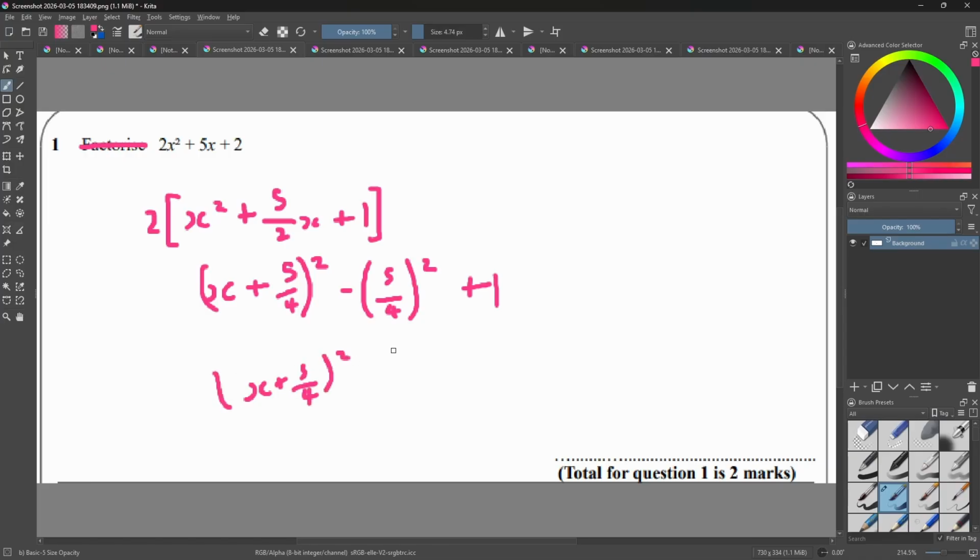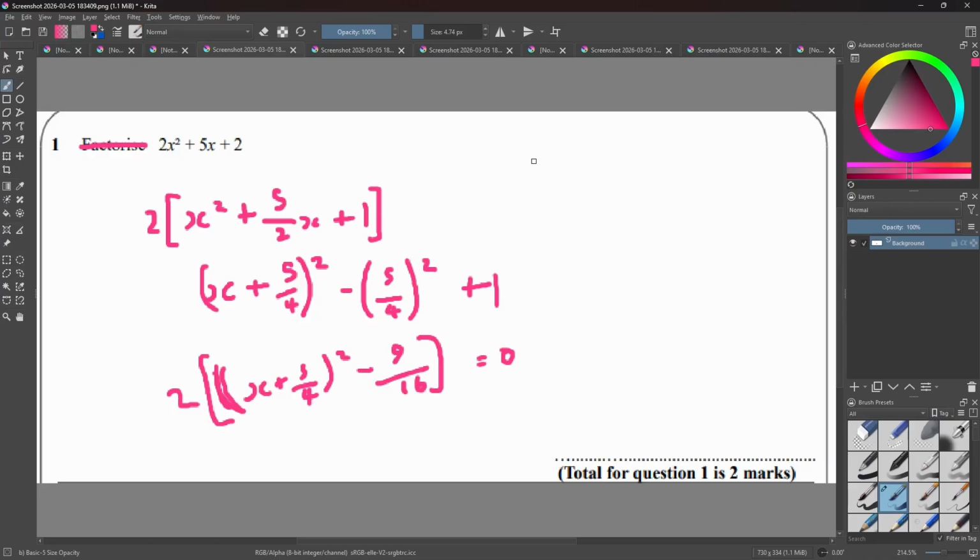squared. 5 over 4 squared is 25 over 16. Minus 25 over 16 plus 1 equals minus 9 over 16. So we have minus 9 over 16. And that equals 0. And then we can add the 2 back in, because we've got the 2 on the outside. It's always been there. It's been hiding, lurking, evil little 2.